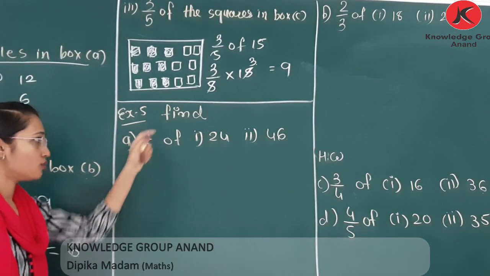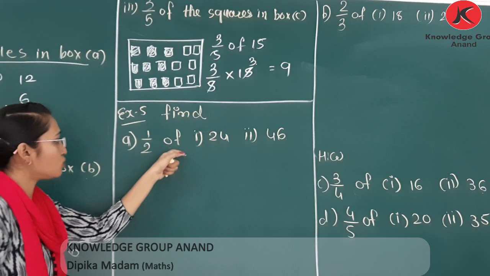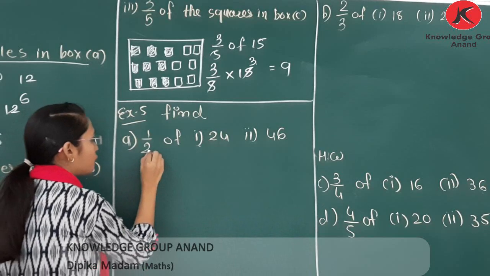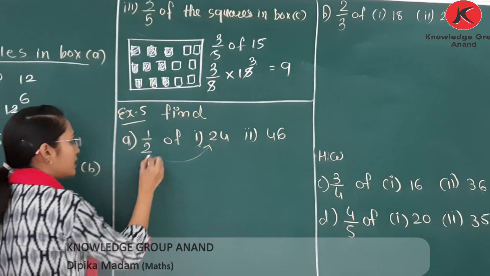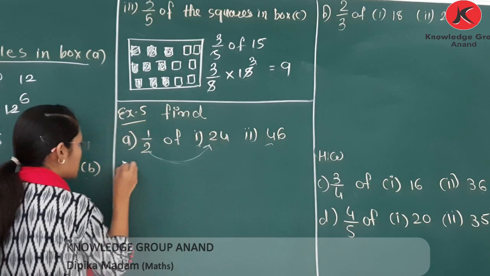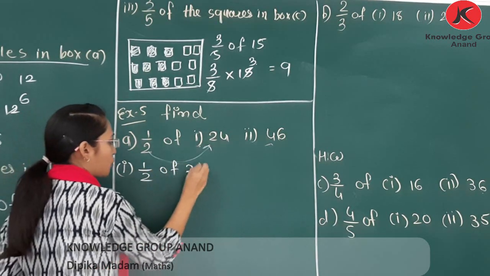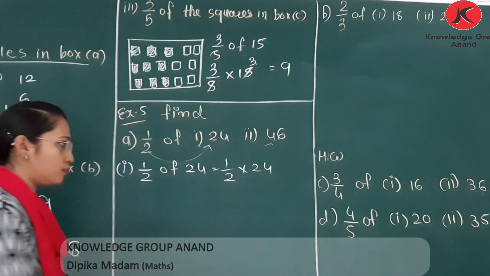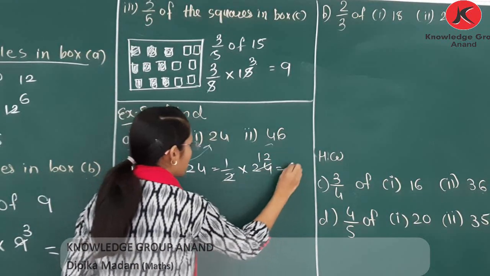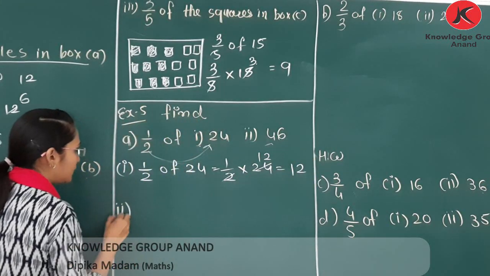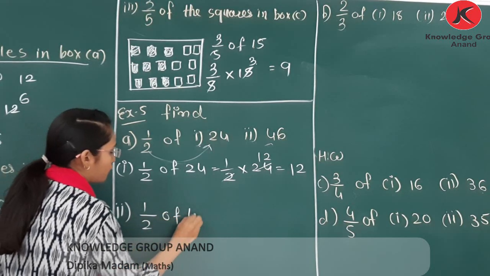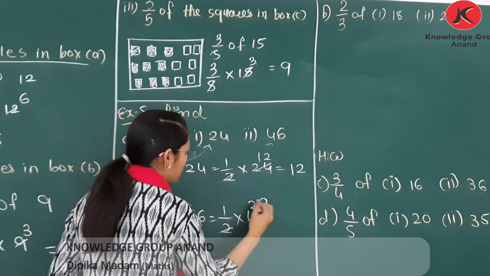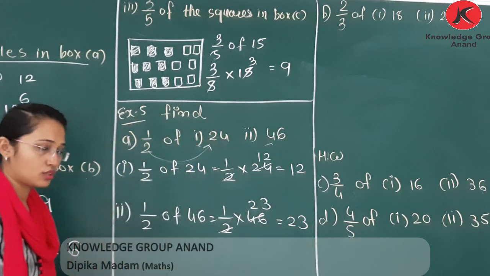Now, question number 5. Find 1 by 2 of, in that first is 24 and second is 48. It means you need to find first 1 by 2 of 24 and then 1 by 2 of 46. So first 1 by 2 of 24, that is 1 by 2 multiply 24, where of represents multiplication. You can cut the common factor, so it is 12. Second part, 1 by 2 of 46, it means 1 by 2 multiply 46. Cut the common factor, so you will get 23.